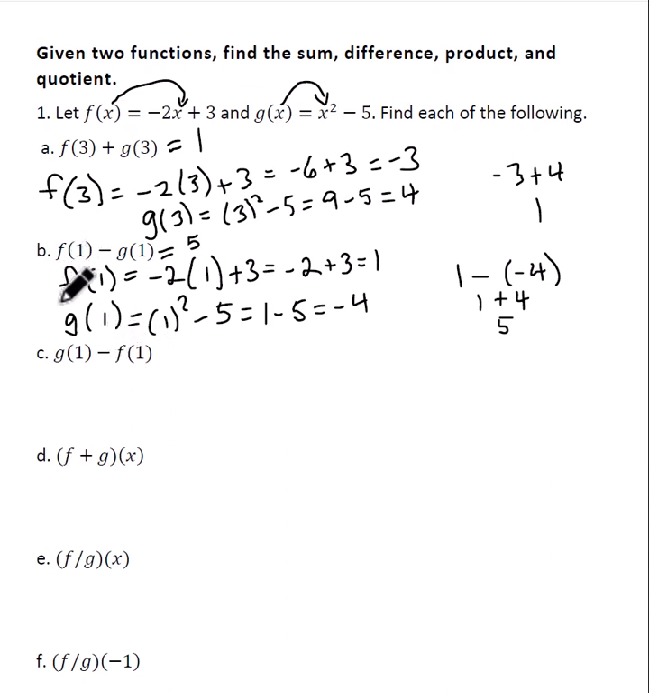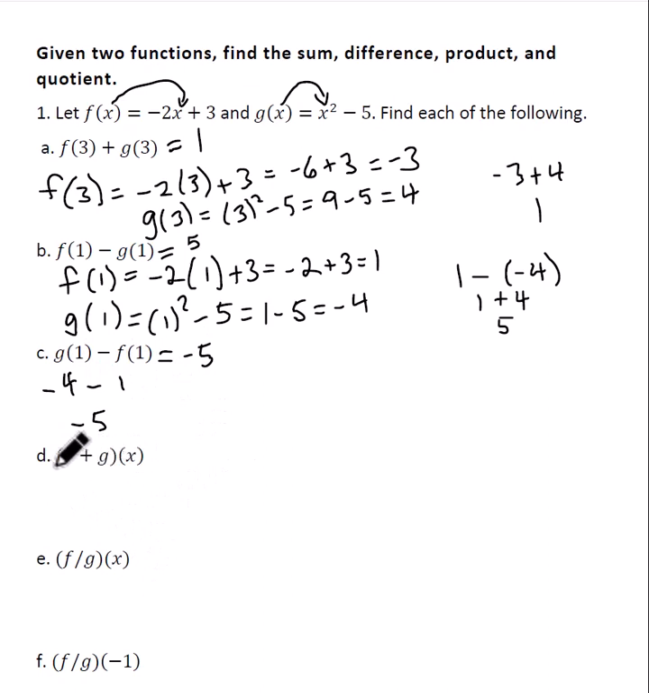All right, here it says do g of 1 minus f of 1. Sometimes you're given f of 1 minus g of 1, sometimes you're given g of 1 minus f of 1, but we've already done the math up here, so this is just negative 4 minus f of 1, which we defined as 1, and negative 4 minus 1 gives us negative 5. If you're doing f of 1 minus g of 1, you get 5. For g of 1 minus f of 1, you get negative 5. Of course, they're opposites of each other because you're subtracting one from the other, and then subtracting the second one from the first one.